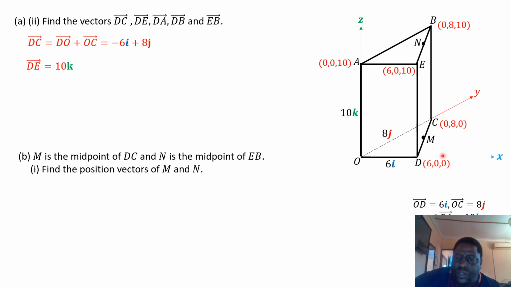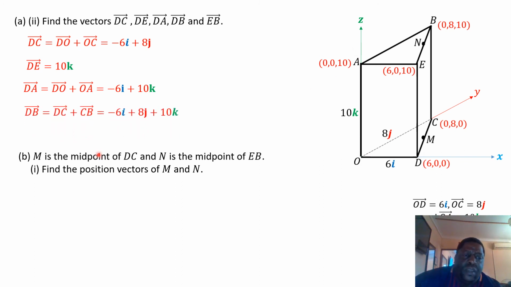DE again, well, from D to E, you simply go up 10 units. Is it not so? 10K. DA, well, D to A. If you look at D to A, you go DO and OA. That's the direction you travel. So you're going against this: minus 6i plus 10K.